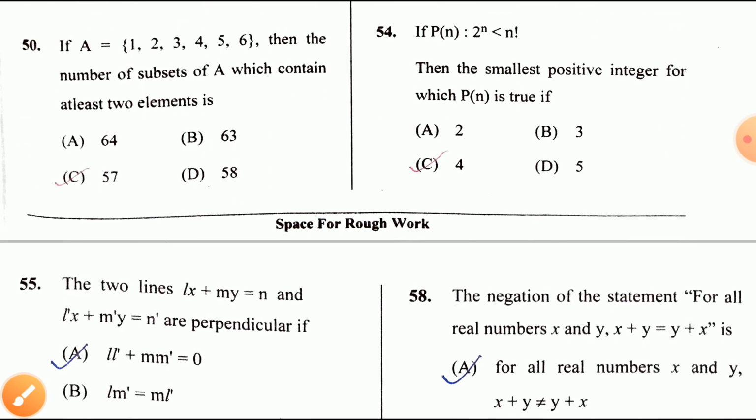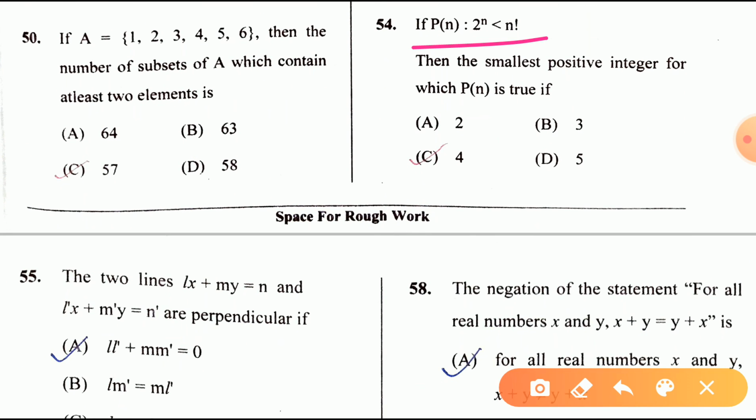Then this question is repeat. 54. P of n such that 2 raised to n less than n factorial. Then the smallest positive integer for which P of n is true is 4. N is equal to 4.